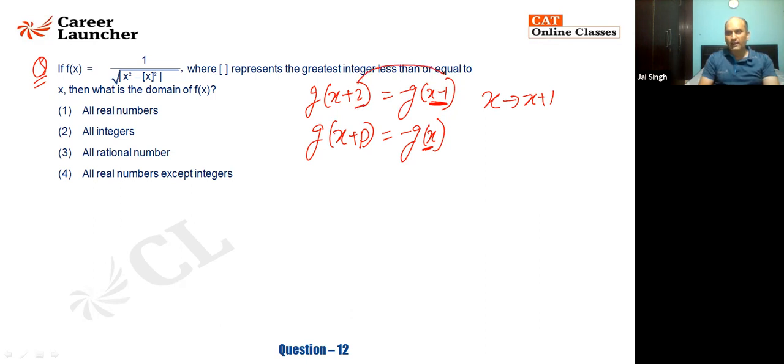Or you can say, what is the gap between x plus 2 and x minus 1 so that it will be negative? Then also you can directly answer it as 3. Is it fine, Sparsh?